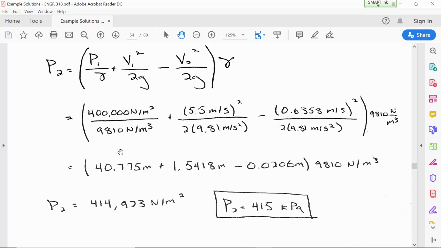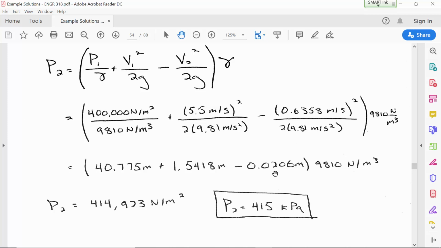And so the pressure head, there's 40.775 meters of pressure head. So at 1, most of the energy is in the pressure head. Even though the velocity is moving very fast, 5.5 meters per second is very fast moving water, there still isn't very much energy tied up in that kinetic term. And so the majority of the energy in the water is as pressure compared to how much is there as velocity. And so the velocity at 2 has slowed down a lot.